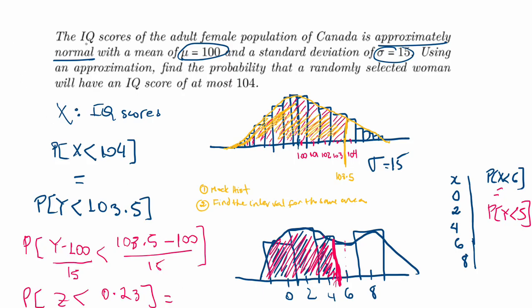So what does this mean? That means that the probability of having a woman that has IQ less than 104 is actually close to 60%. Okay? 59% something.